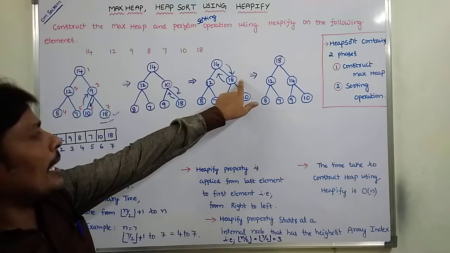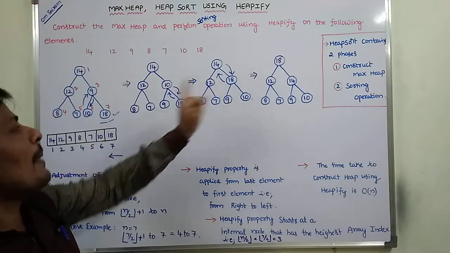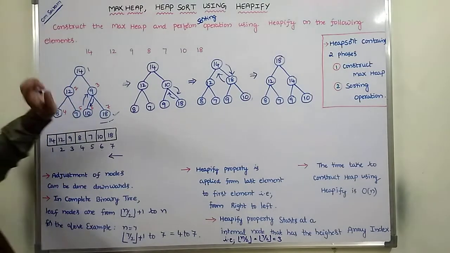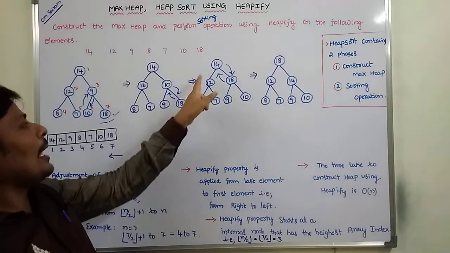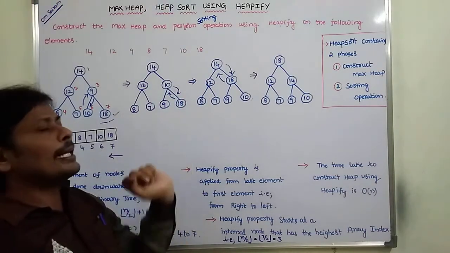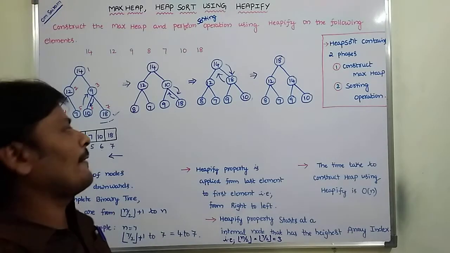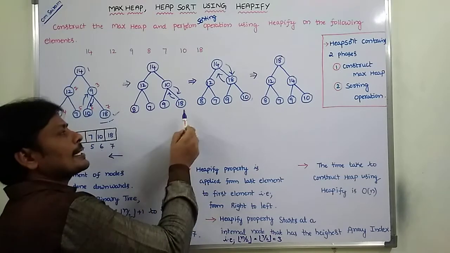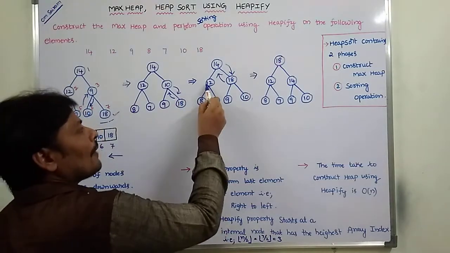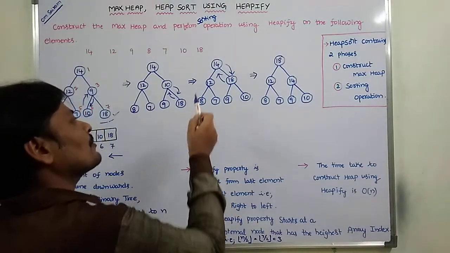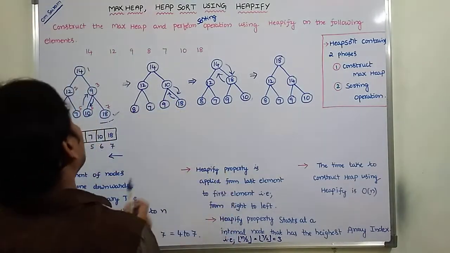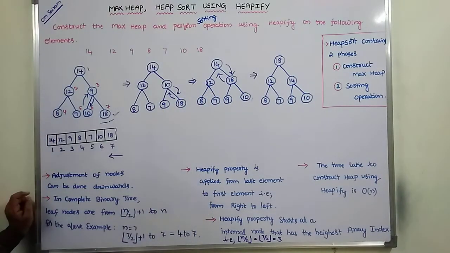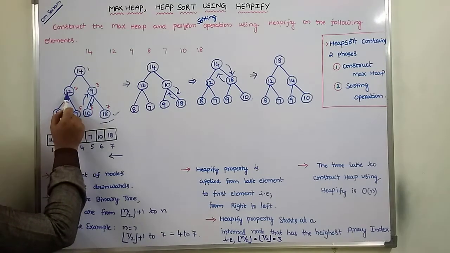So at index 3, after satisfying the maximum heap property, we go to index 2. At index 2, 12 is there. 12 has two children. The left child is 8 and the right child is 7. 12 is compared with 8. 12 is greater than 8. It satisfies the maximum heap property. 12 is greater than 7. Yes, it satisfies the maximum heap property. So 12, 8, 7 are satisfying the maximum heap property. So index 3 is completed, index 2 is completed.